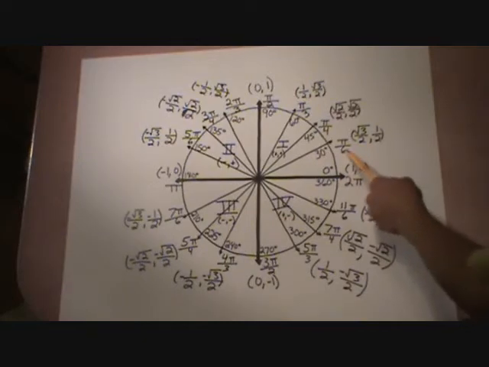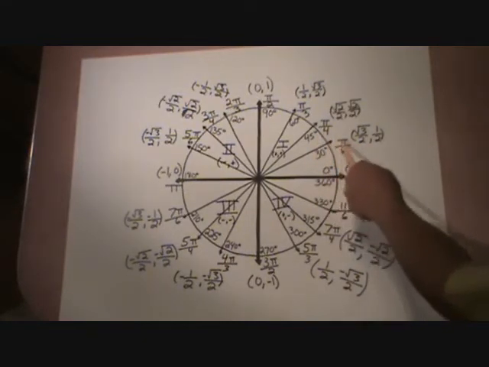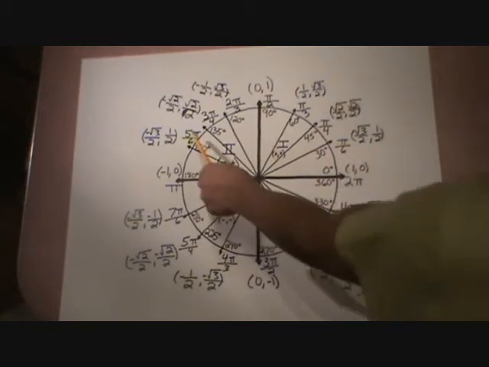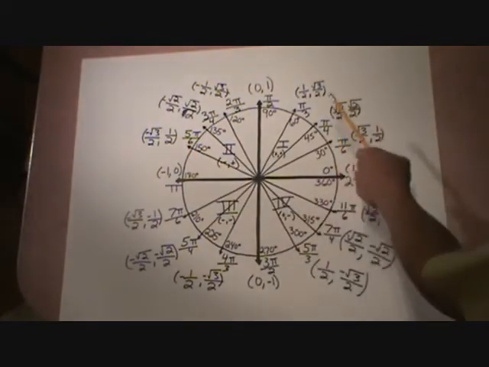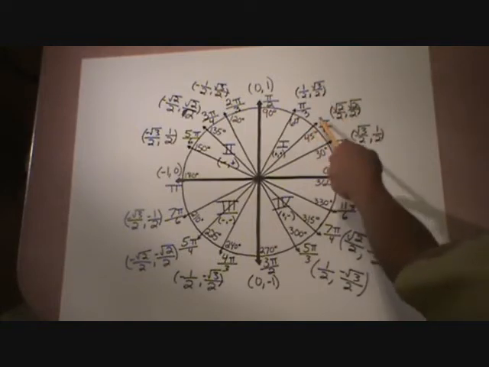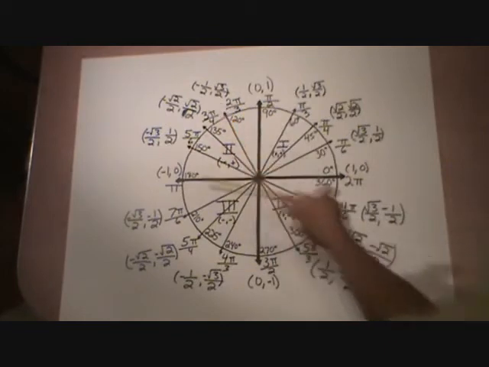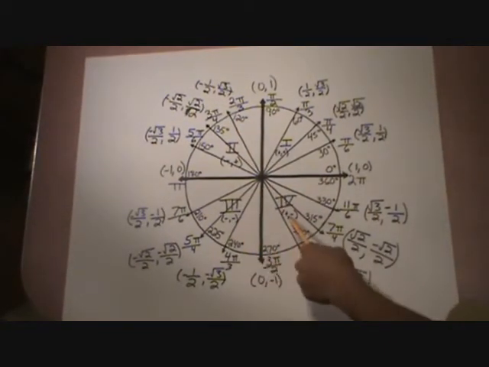pi over 6, which the whole number can also be 6 over 6 minus the pi over 6, which equals 5 pi over 6, which is over here. And you can do that for the pi over 4 and the pi over 3 the same way. 4 over 4 minus pi over 4 equals 3 pi over 4, and the same thing with pi over 3. You can also use this method in quadrant 3 and quadrant 4.